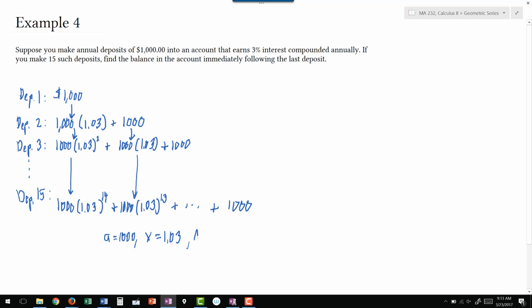But the A is equal to 1,000. The X, the ratio of successive terms, is 1.03. And capital N minus 1 would be the highest power on X. That would be 14, which means capital N is 15. The finite geometric series formula says that all equals A times 1 minus x to the n, all over 1 minus x. And the rest is just using a calculator to figure out what that sum equals.